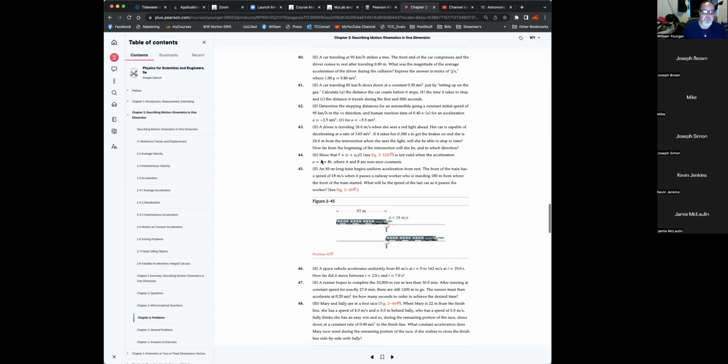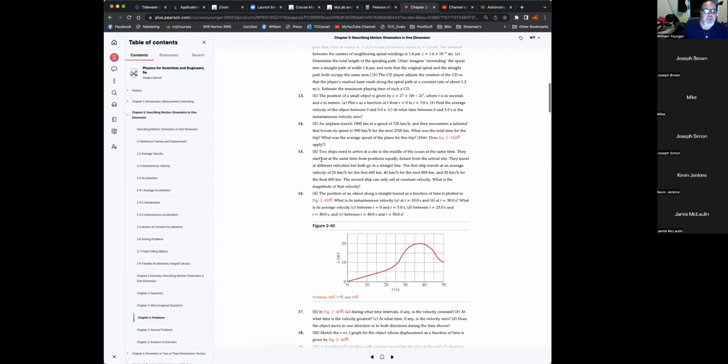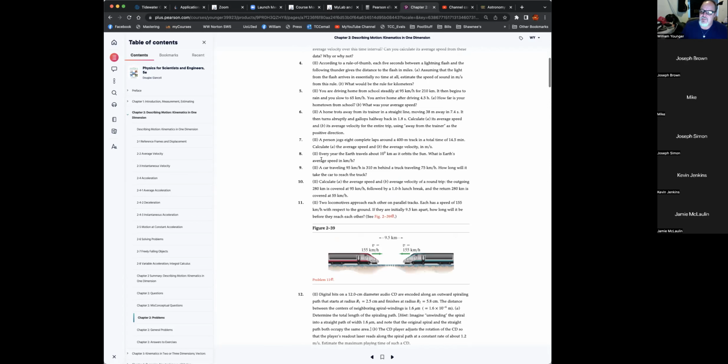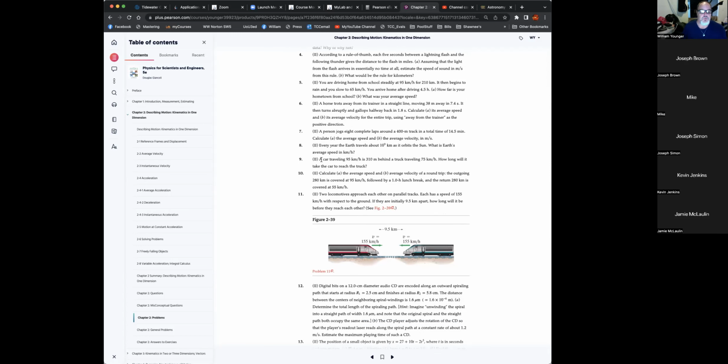So what I decided to do was number 5 here, and I'm going to write down what number 5 gives me and state the symbols that it's given me. And then I will share my tablet screen so you can see it, but I want to talk you through it. It says number 5, you are driving home from a school steadily at 95 kilometers per hour for 210 kilometers. It then begins to rain and you slow to 65 kilometers per hour. You arrive at your home after driving 4.5 hours. A, how far is your hometown from school? And B, what was your average speed?